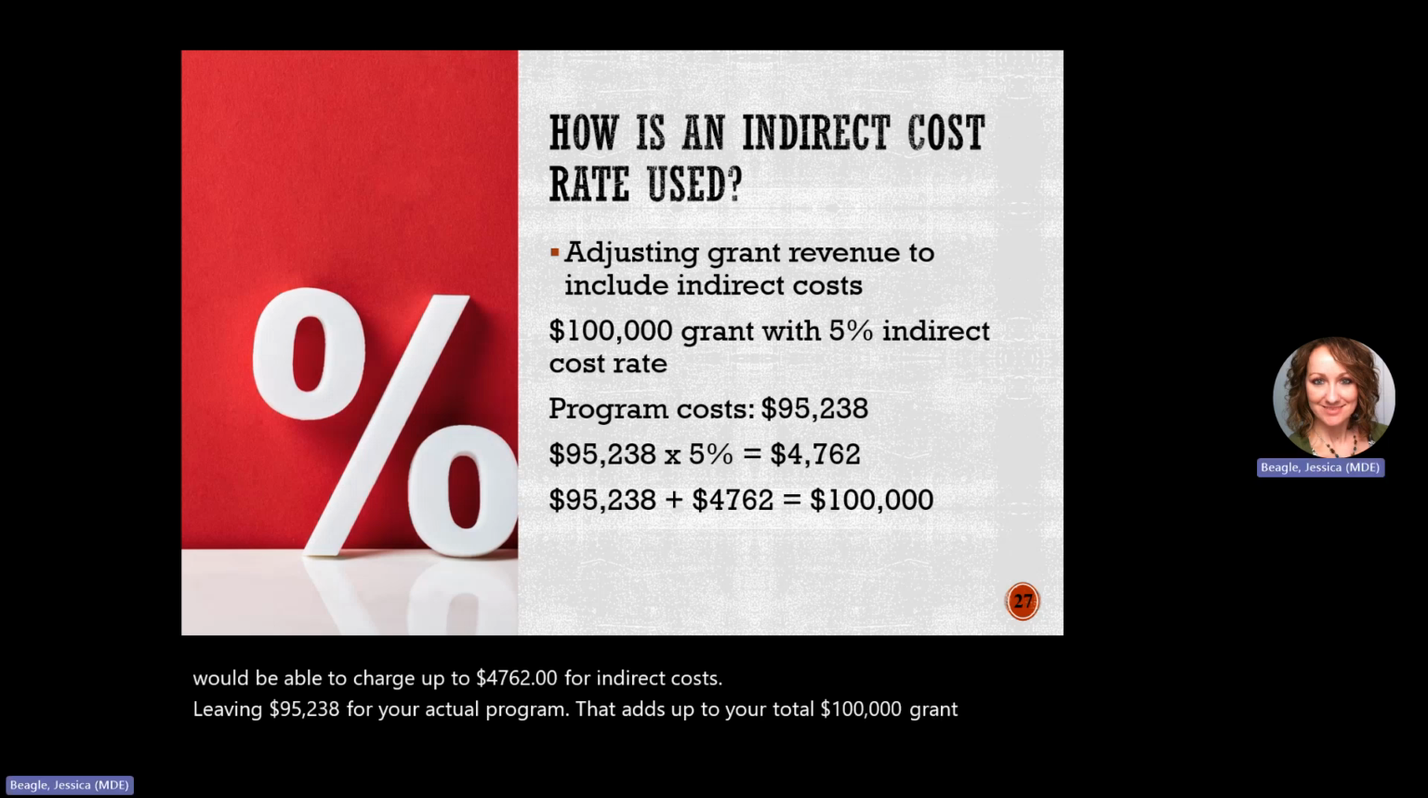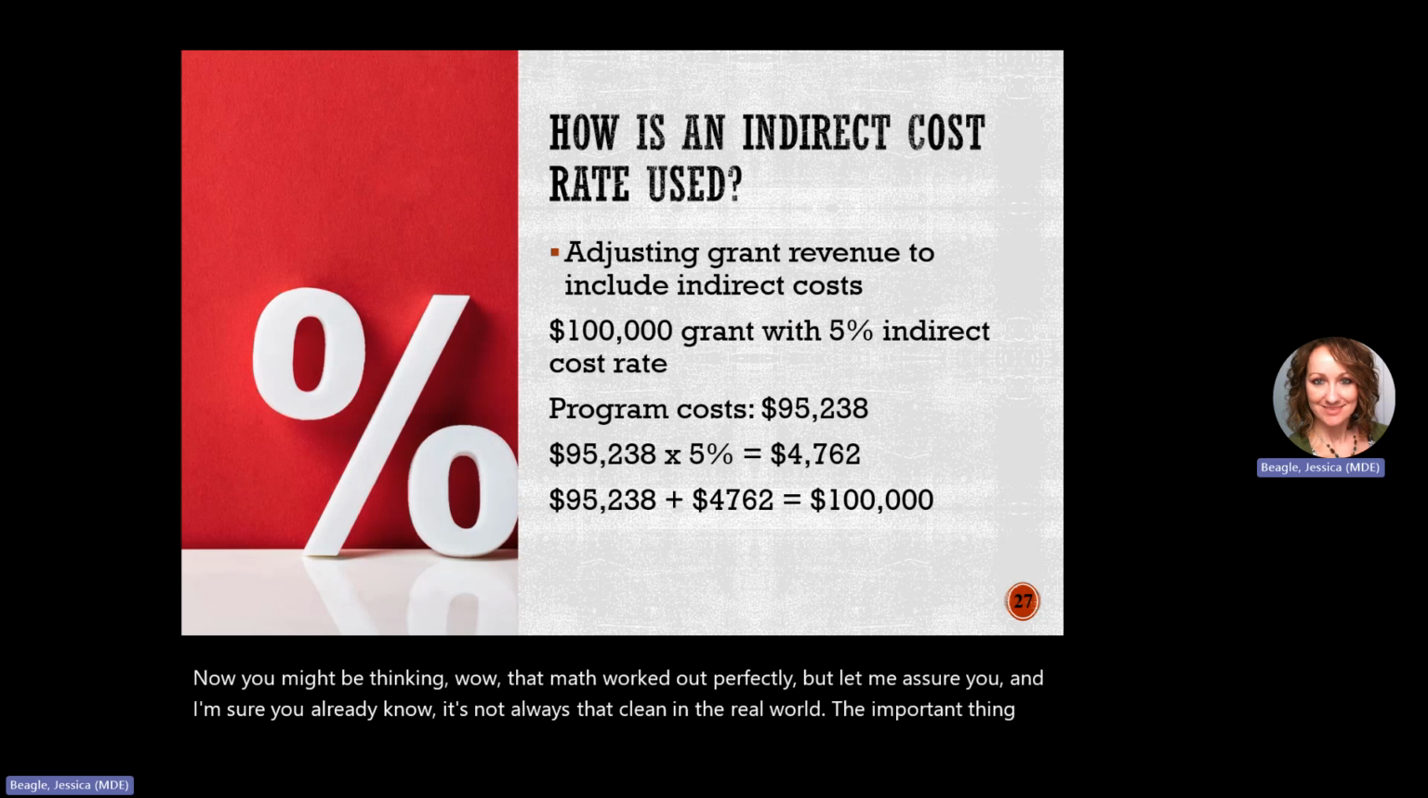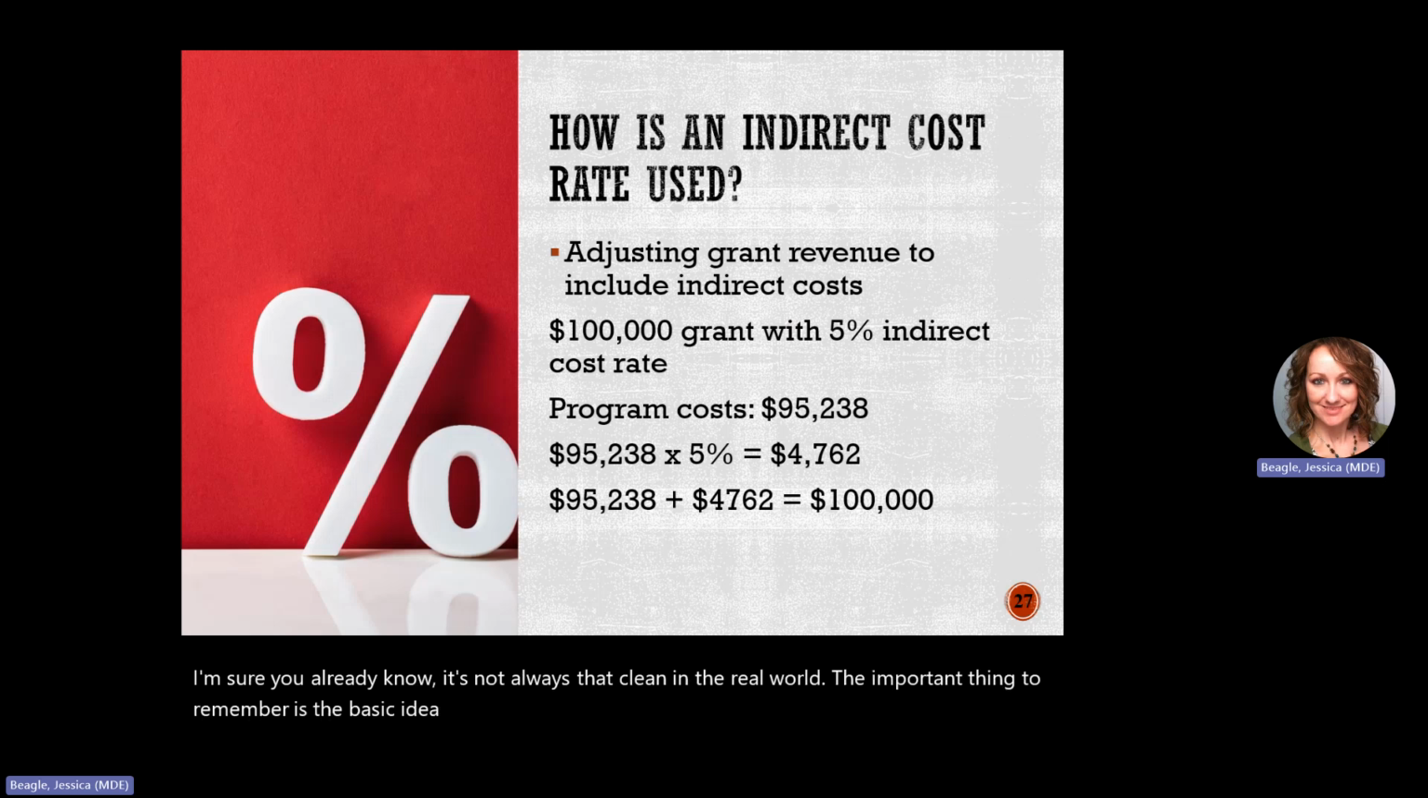Now you might be thinking, wow, that math worked out perfectly. But let me assure you, and I'm sure you already know, it's not always that clean in the real world. The important thing to remember is the basic idea. With a 5% rate, you can charge 5% of your program costs until you have exhausted your grant funds.